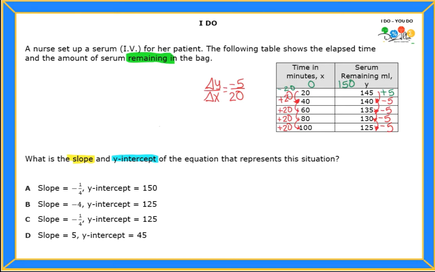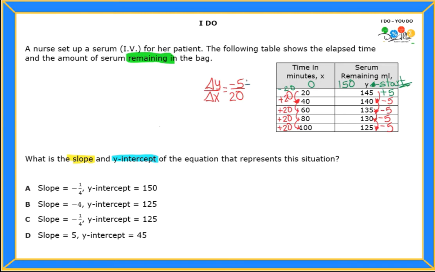So can we think about 150 as maybe that's how much you started with? It could be, right? That's how much you start with. After that, you're taking away 5 every time. Okay? So let's think about that for a moment. So that means that my rate of change was negative 5 over 20. Can I simplify that?